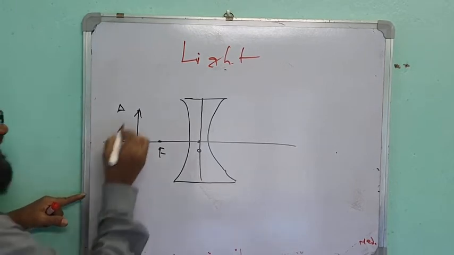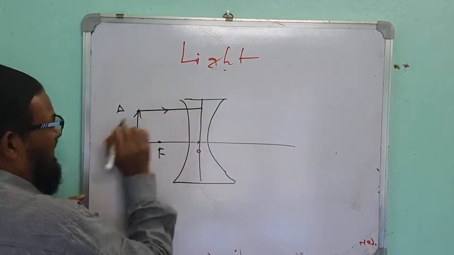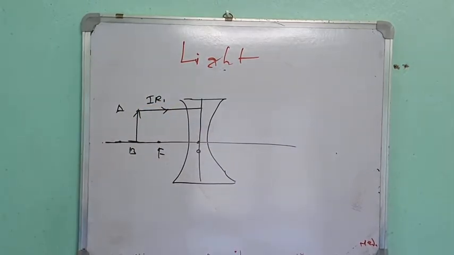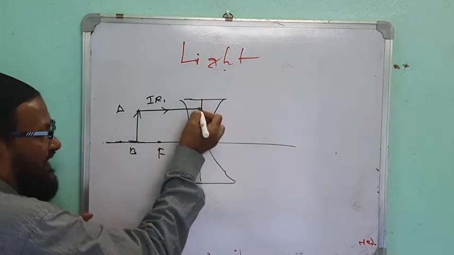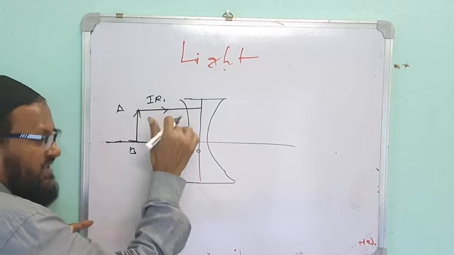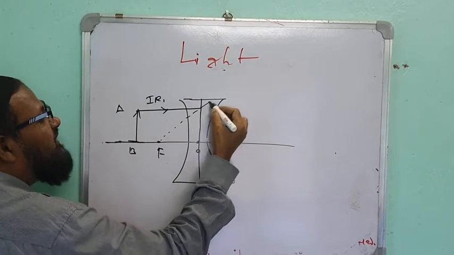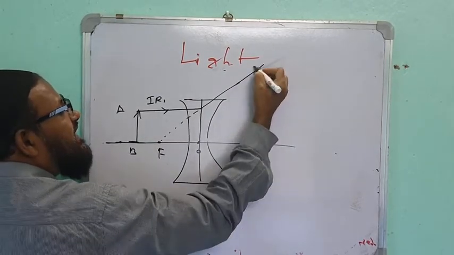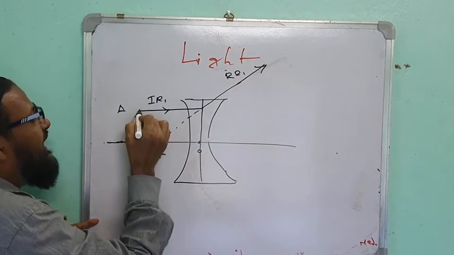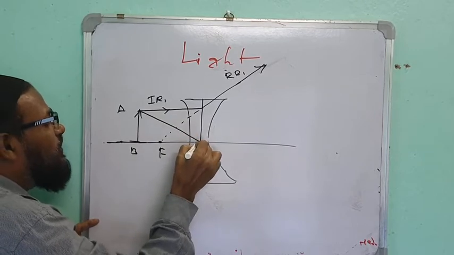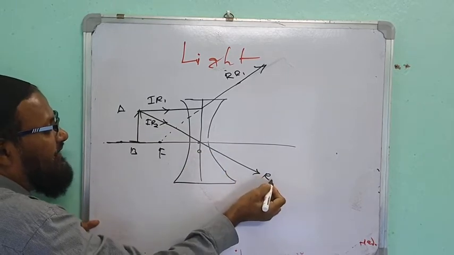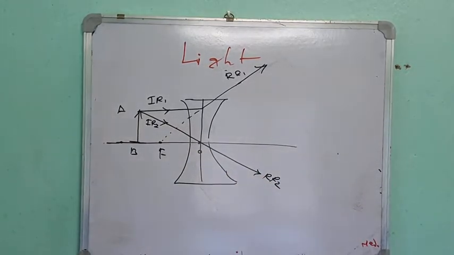Take one incident ray. This incident ray IR1 is parallel to the axis. What is the rule? A concave lens is a diverging lens. If you take the ray in this direction, it would converge, but a concave lens is diverging, so the ray will come out like this. This is the refracted ray of IR1. Now take another ray through the focus. This is incident ray 2, and this is refracted ray 2.